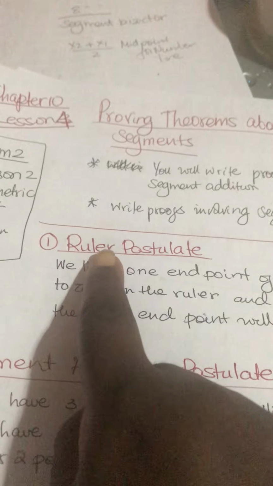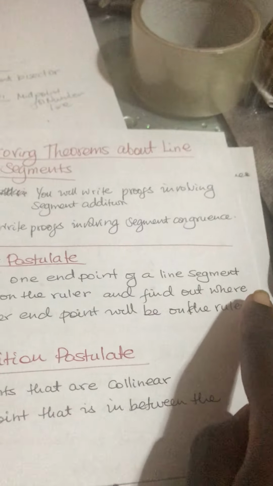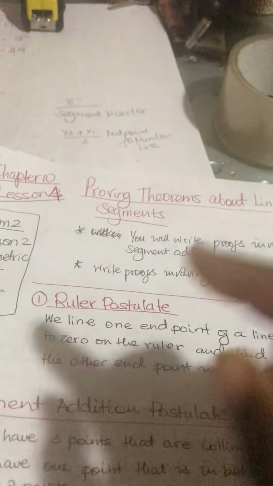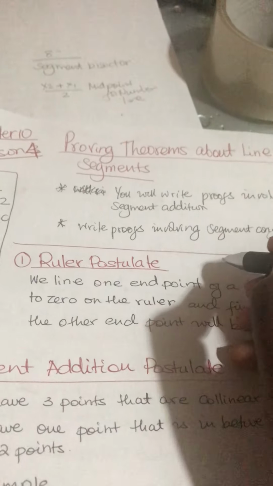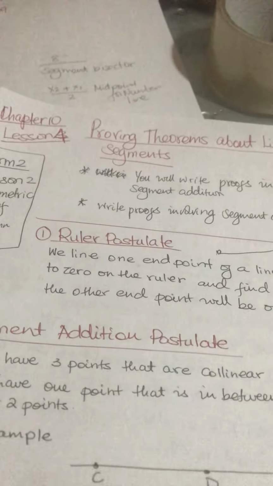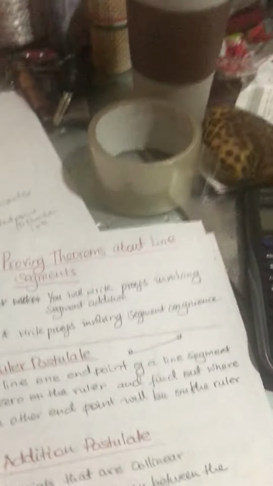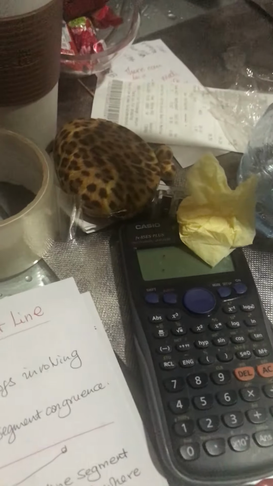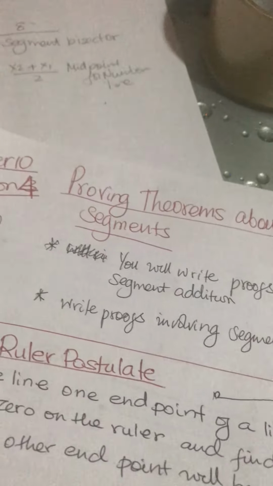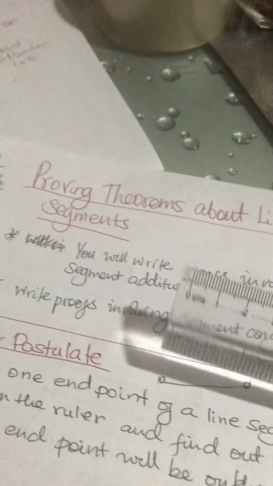Now, the first one is called the ruler postulate. What does this mean? On a line segment, you have 2 endpoints, yes? You have a point here and a point here. And then you take a ruler. You take a ruler and you put one endpoint on 0. So that is the ruler postulate.